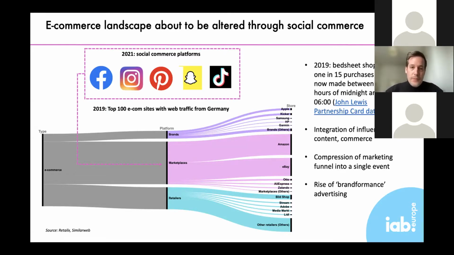And what's happening here? We've seen that a lot of e-commerce shopping is taking place as John Lewis called it, bedsheet shopping. It's taking place in 1 in 15 purchases between midnight and 6 a.m. So on the phone, often looking at a brand for the first time and then pushing the buy button. We're seeing increasingly an integration of influence or influencers and reach, the content and the commerce, and a compression of the funnel into a single event where you see the ad and you can buy immediately, not going through multiple different touch points across different platforms.